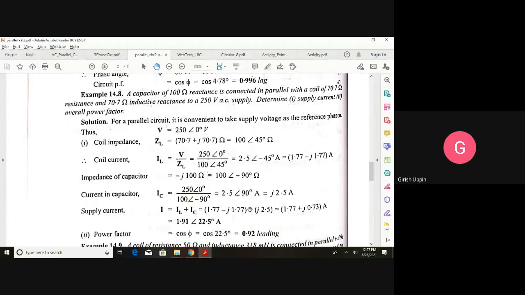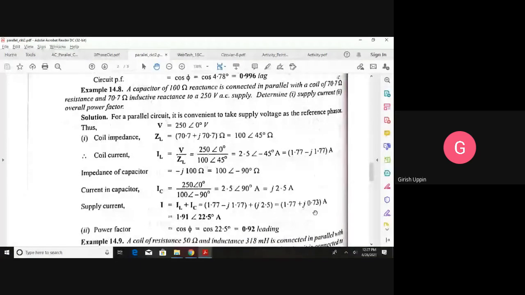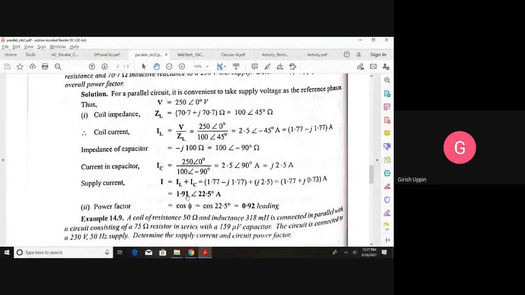Now the supply current I is equal to IL plus IC. Both are in the complex number form, right? You can easily add them. So 1.77 will remain as is. Minus j 1.77 plus j 2.5, we get plus j 0.73, and this is the total current in the complex number form, or it is represented in the polar form like this, 1.91 at an angle 22.5 degree.